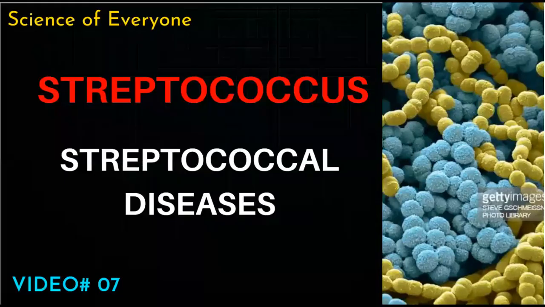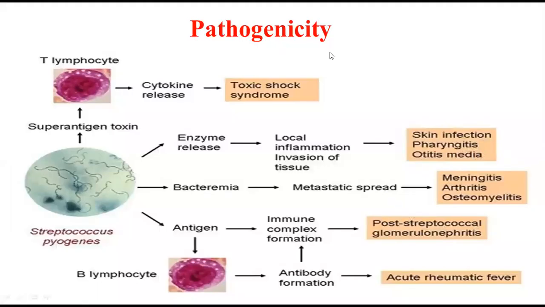So just coming to the pathogenicity. This is the diagram, and now we will explain it step by step. These are the superantigens. Streptococcus pyogenes will start from here. So these release superantigens, and it is not engulfed by the phagocyte, and is directly presented to the T lymphocytes. So a massive release of cytokines occurs, and there is toxic shock syndrome that includes different symptoms.